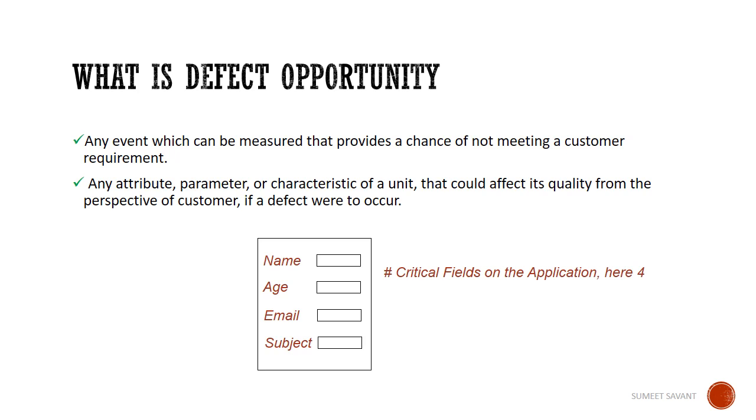What is a defect opportunity? A defect opportunity is any event which can be measured that provides a chance of not meeting a customer requirement. It is any attribute, parameter, or characteristic of a unit that could affect its quality from the perspective of the customer, that is, if a defect were to occur.